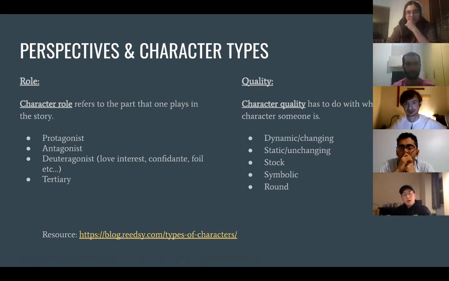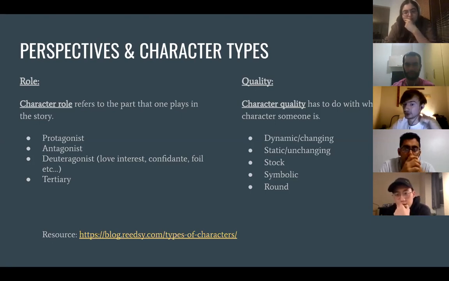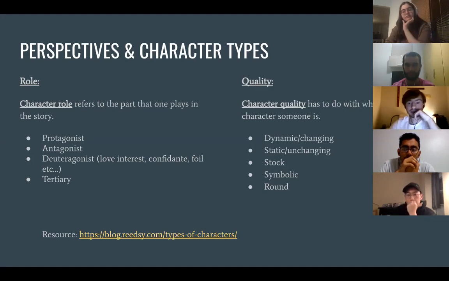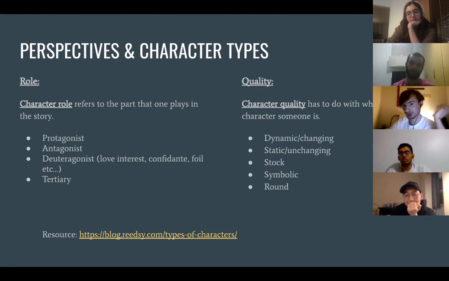Did you mention character types like stock, as a quality? Sorry, I don't know if you mentioned it. I haven't talked about stock and round characters. Oh, okay. Because they are really basic. Round characters, actually, I don't remember exactly what round characters means. I'm sorry, I forgot to go into that.